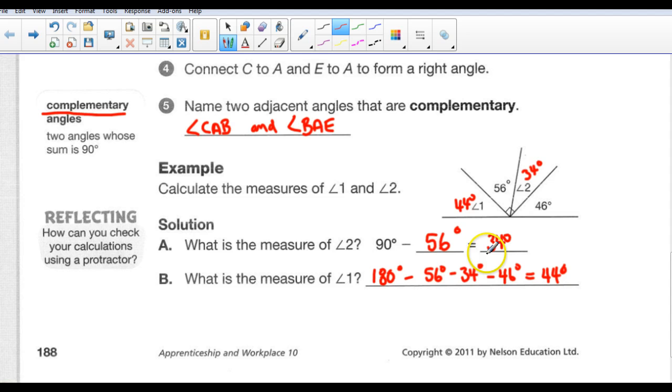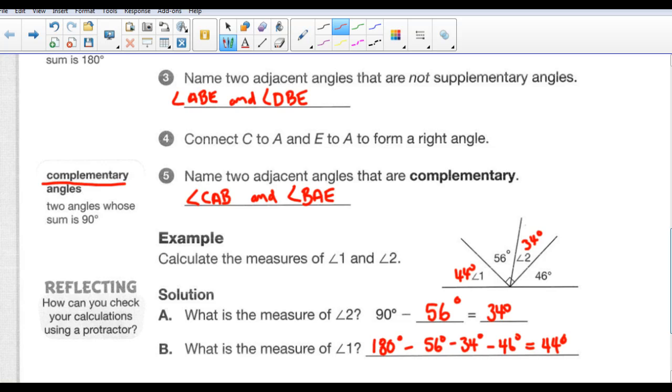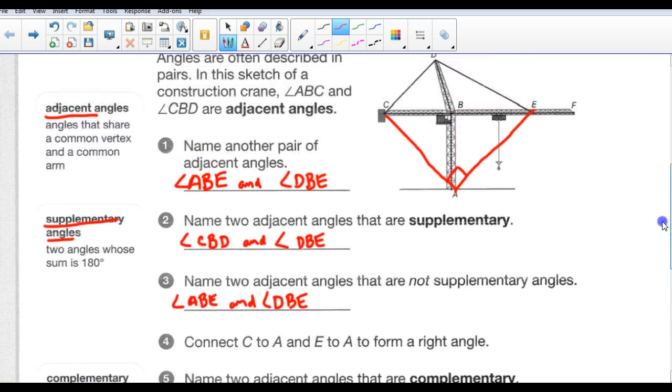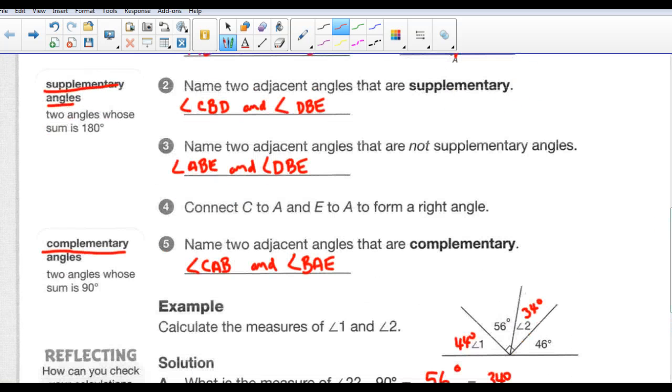Okay, so that's all there is for describing angles. Make sure you can remember what the terms complementary, supplementary, and adjacent mean. Okay, all right, go ahead and do the practice.